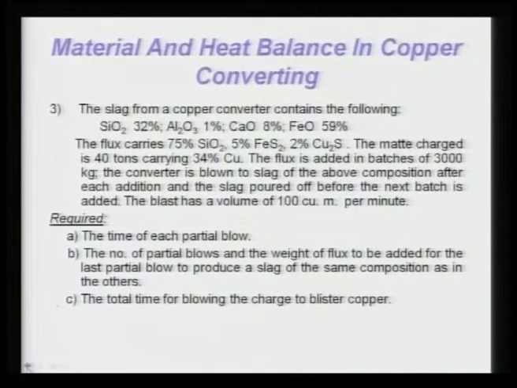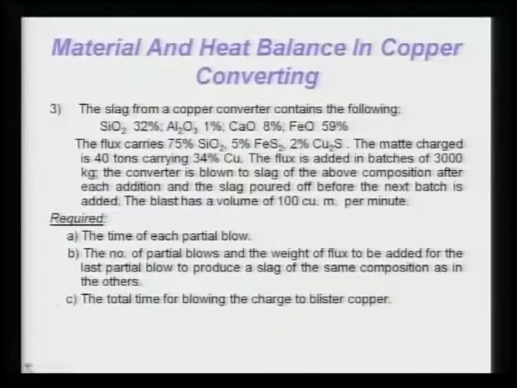Now, as I said in my lecture, it is not necessary that you charge all the fluxes at the beginning. You may charge flux batch wise, that depends on the availability of the infrastructure to charge the flux into the converter. So, this particular problem addresses the issue that the flux is charged in batches of 3000 kg, maybe because of some logistics reason, and the first batch consists of 3000 kg.